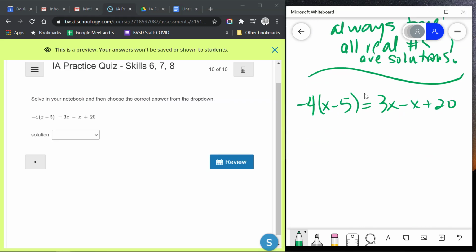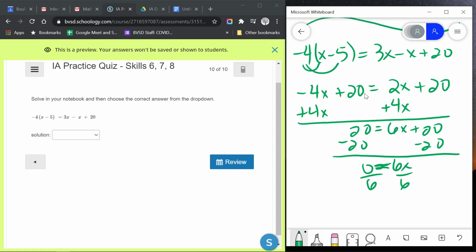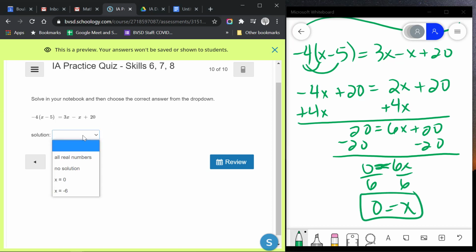Again, make sure you show your work in your notebook. I'm going to distribute first, being really careful with negative times a negative. Combine like terms on this side. 0 divided by 6 just gives me 0. So here, it's not a no solution, it's just an x equals 0. And that's it.